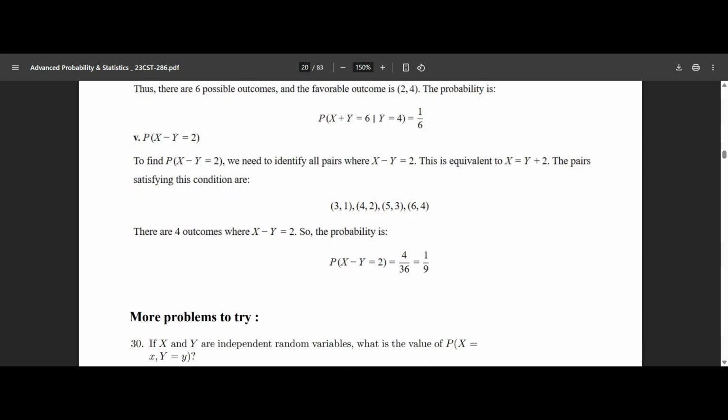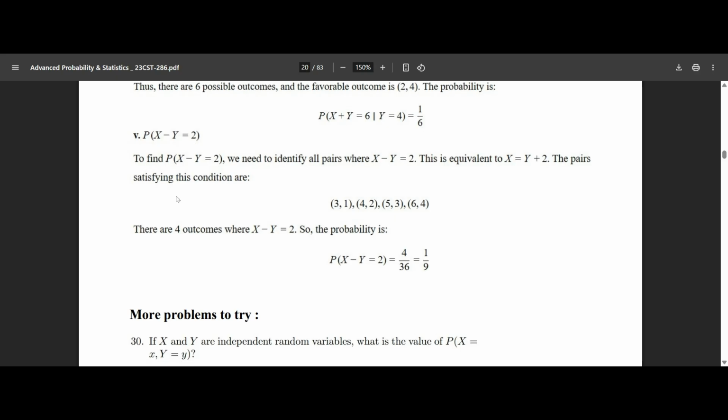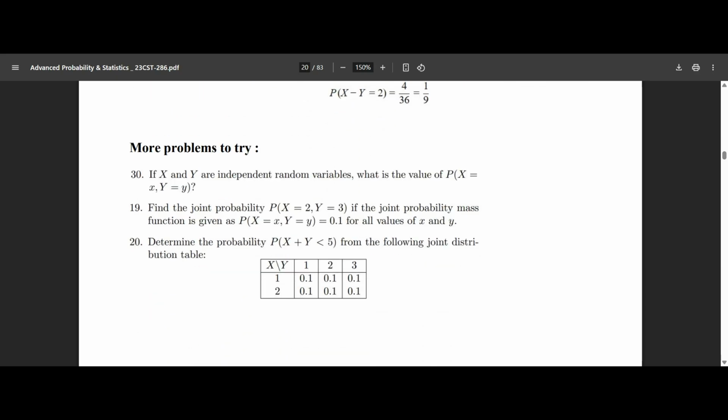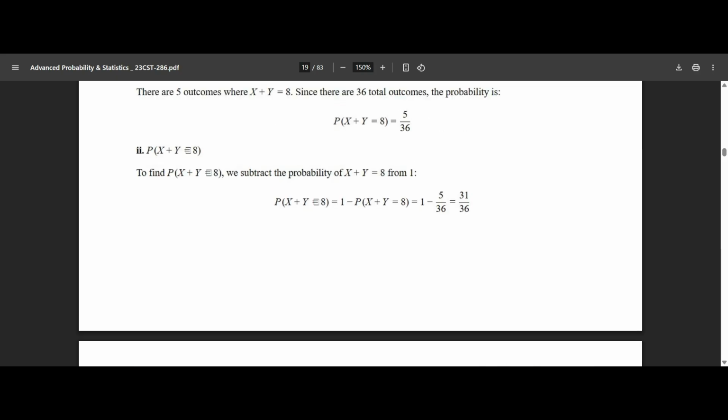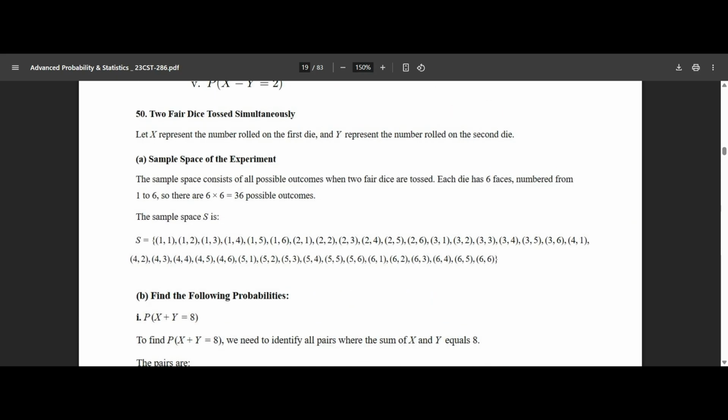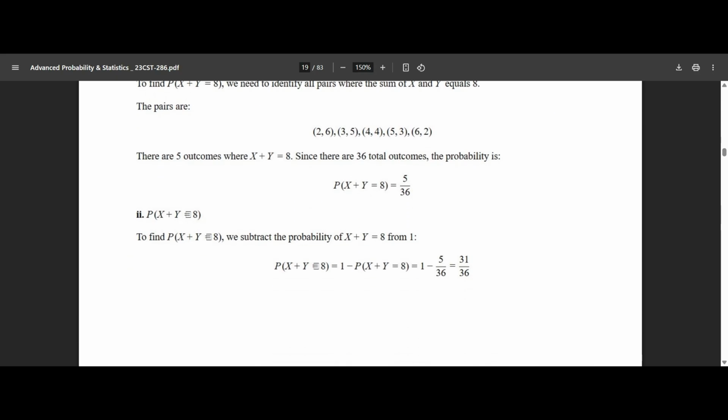And P of x minus y equal to 2. So to find P of x minus y equal to 2, we need to find all pairs where x minus y equal to 2. So basically 3 minus 1 equal to 2, 4 minus 2 equal to 2, 5 minus 3 equal to 2, and 6 minus 4 is also equal to 2. So probability is 4 by 36 or 1 by 9. So that way we can find the probability of different cases when two dice are tossed simultaneously.